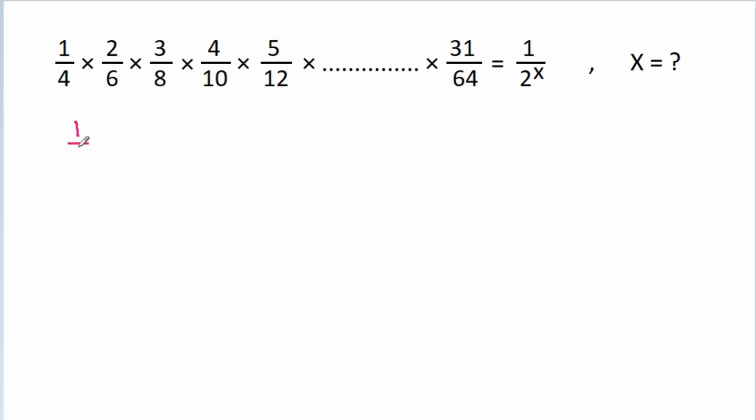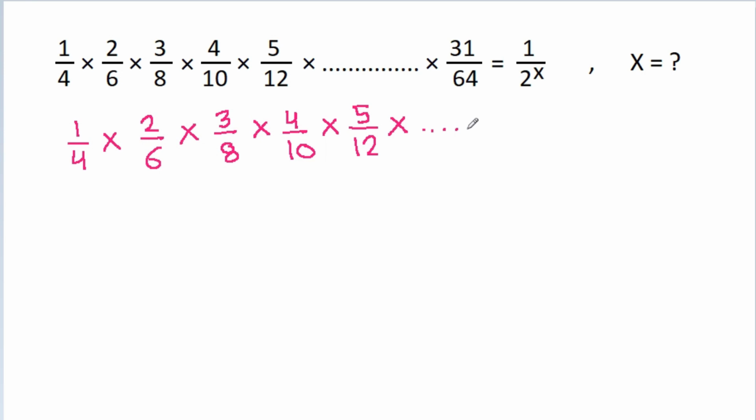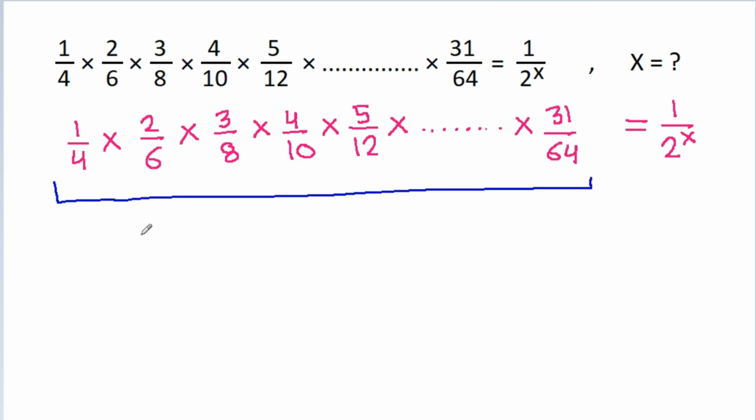So we have 1/4 times 2/6 times 3/8 times 4/10 times 5/12 times up to 31/64, and it is equal to (1/2)^x. So the total number of terms from 1 to 31 will be 31 terms.